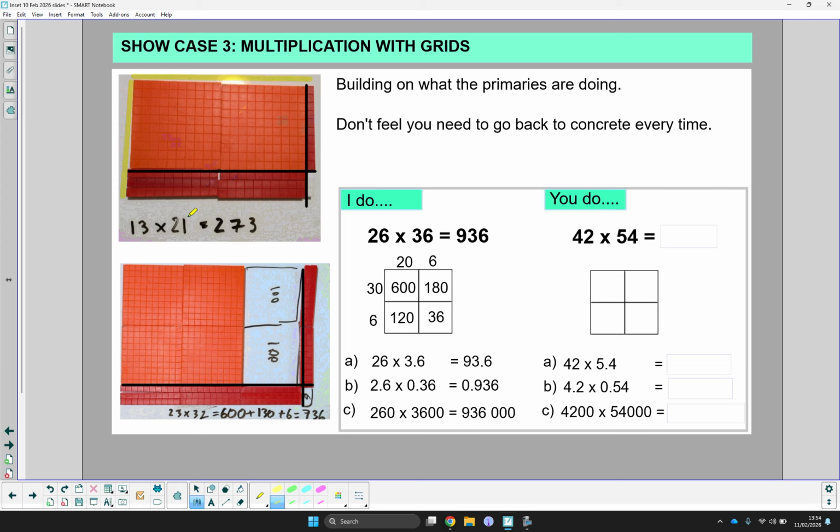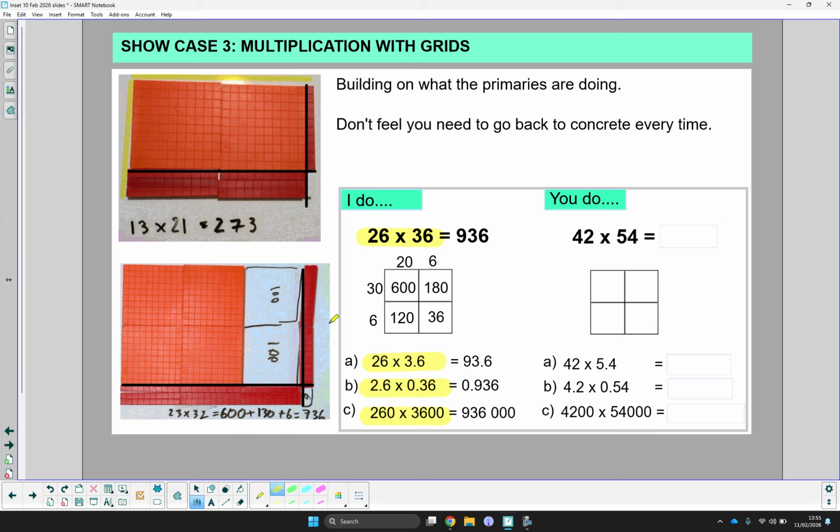We can count up how many little boxes we've got. We don't always go back to the concrete with our S1s because we find that they're quite adept at this. So we're able to build on what our primaries do. And we might do some examples and problems like the ones below, where we bring a little bit of place value into it. The idea that 26 times 36 will have the same answer as all of these, but the place value changes.